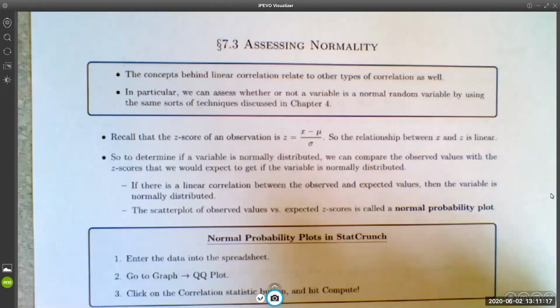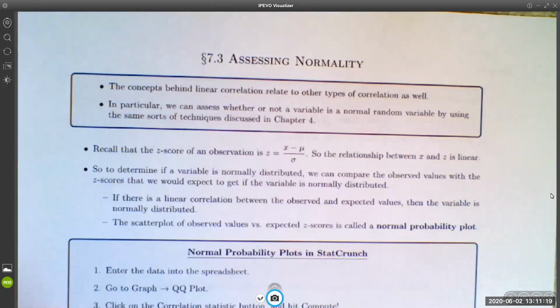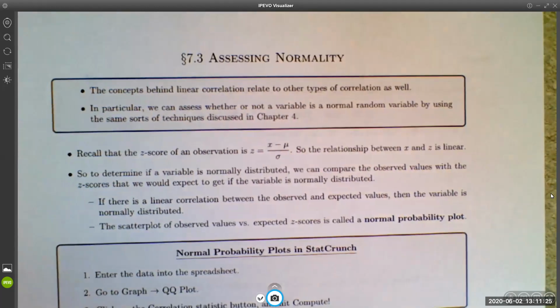All right, so coming full circle now, let's talk about 7.3, which is about assessing normality. We looked at 7.1, 7.2, and said that if a variable is normally distributed, we can use the normal calculator in StatCrunch to compute probabilities involving that variable. But then we said, well, how can we tell if something's normally distributed? And that's what we're going to talk about now in this section.